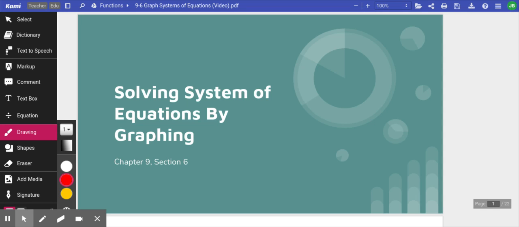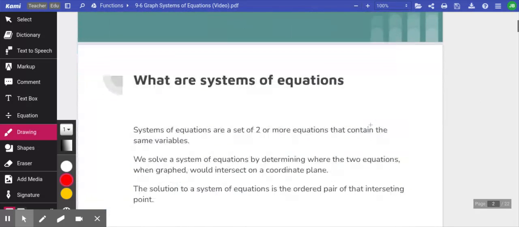Hi, today we're going to take a look at solving systems of equations using the graphing method. This is part of Chapter 9, Section 6 in our McGraw-Hill series.